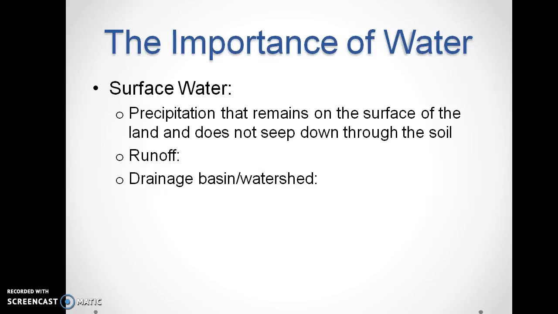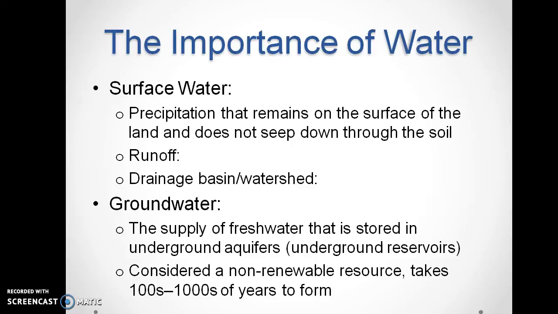Water can be found in two big places: surface water and groundwater. Obviously, just as it says, surface water is precipitation that remains on the surface of the land and does not seep through the soil. So these are your lakes and your rivers and your streams and your ponds, for example. Groundwater is a supply of fresh water that is actually stored underground.